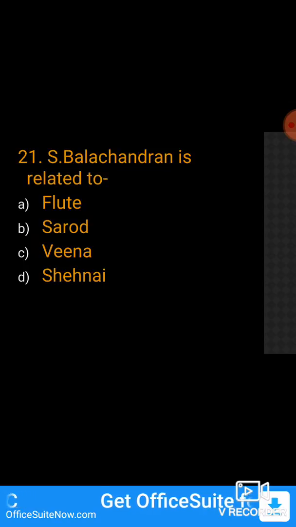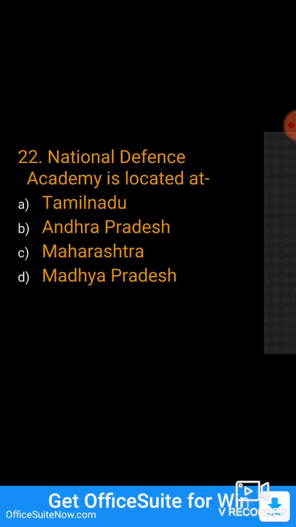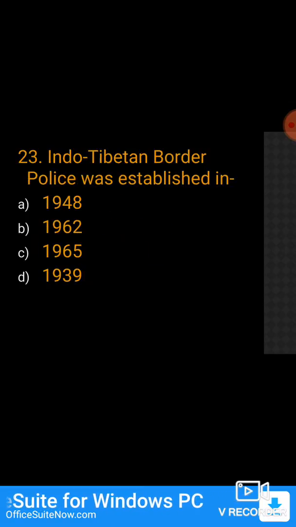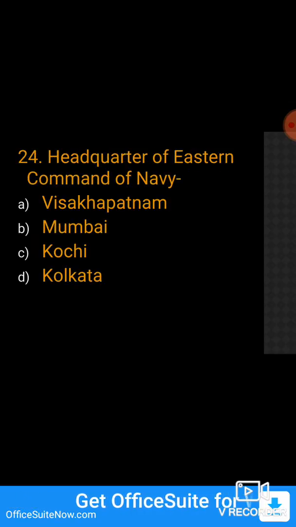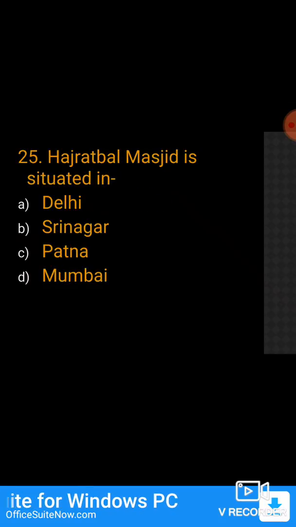Answer is Veena. 22nd question is National Defence Academy is located at. So correct option is C part. Answer is Maharashtra. 23rd question is Indo-Tibetan Border Police was established in. So answer is 1962. Correct option is B part. 24th question is headquarter of Eastern Command of Navy is in. So correct option is A part. Answer is Vishakhapatnam. 25th question is Hazrat Bal Masjid is situated in. So correct option is B part.